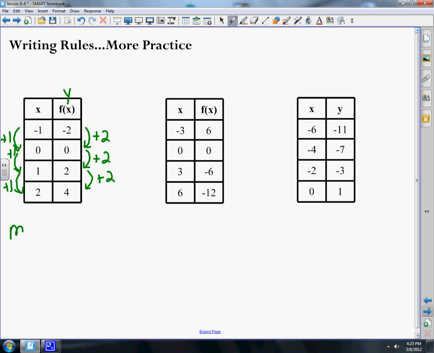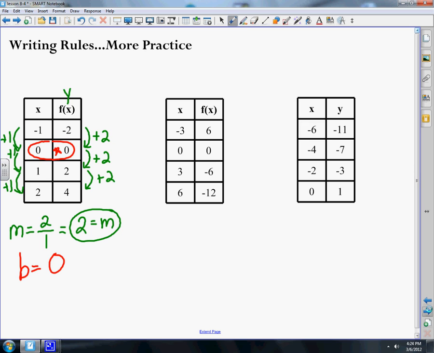So remember the slope is equal to the change in y, which is 2, over the change in x, which is 1. Or the slope is just equal to 2. So I'm going to circle that to remember for later. Now, the y-intercept is when x is 0, the y value. So this 0 here is the y-intercept. So I know b is equal to 0.